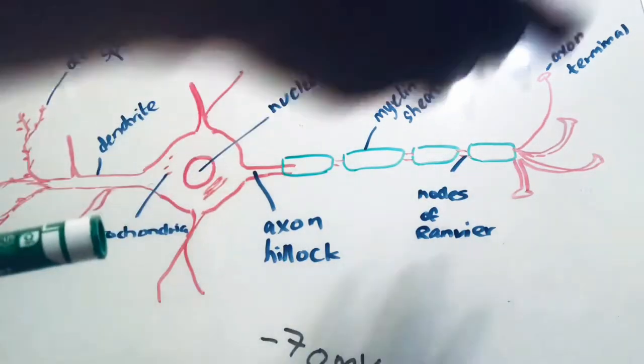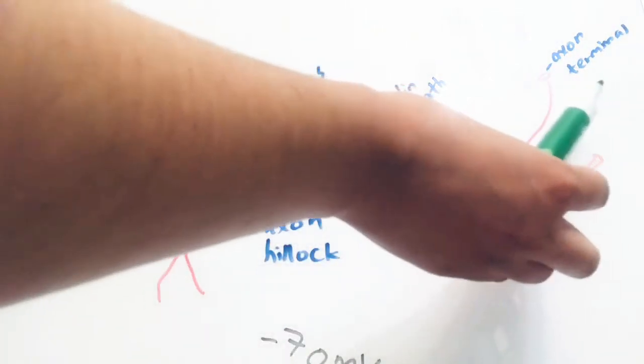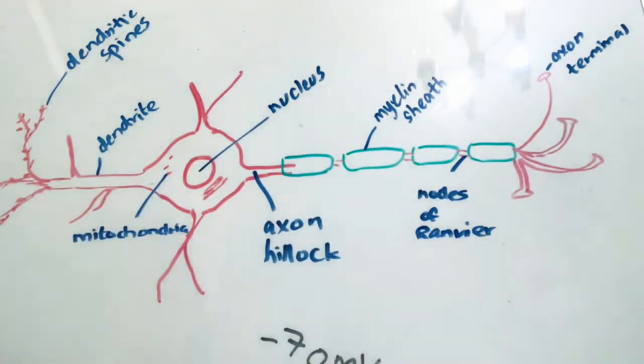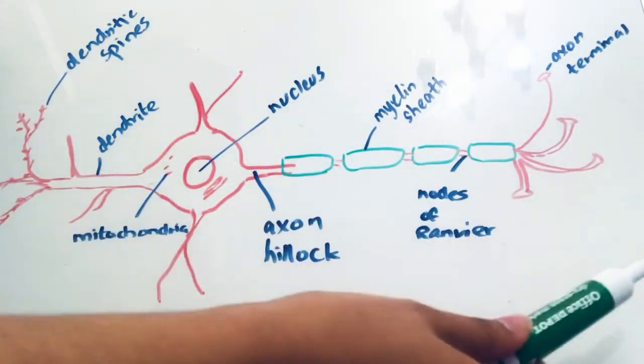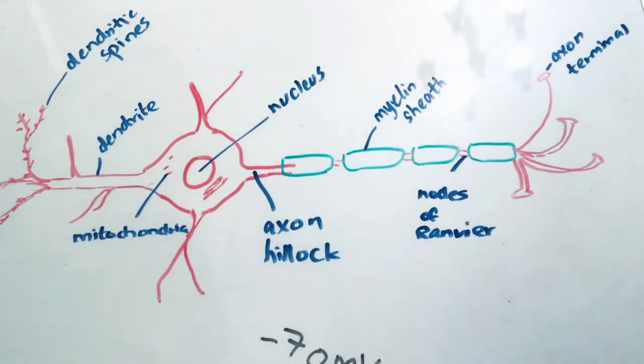And then once the action potential reaches the terminal, it can release neurotransmitters, which then bind to the dendrite of the next neuron. So basically this is the whole anatomical feature of the neuron.